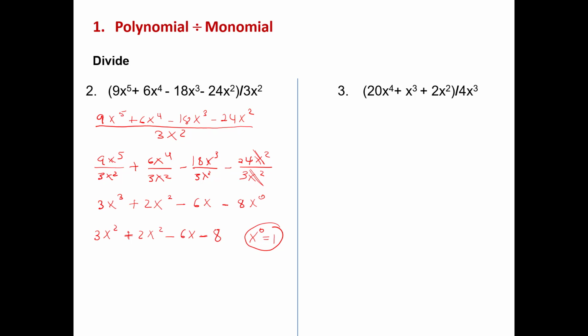Then let's now solve the next problem, and we will apply the same procedure. Right here we have 4 x to the third, and we divide each term: x to the third divided by 4, plus 2 x squared.